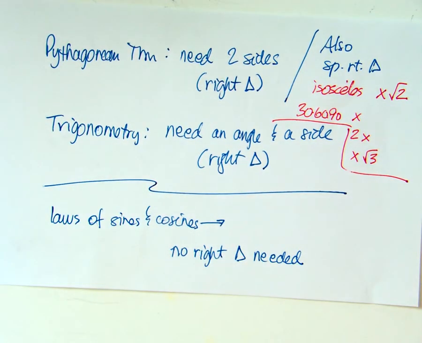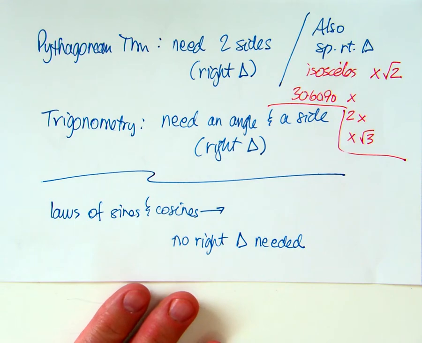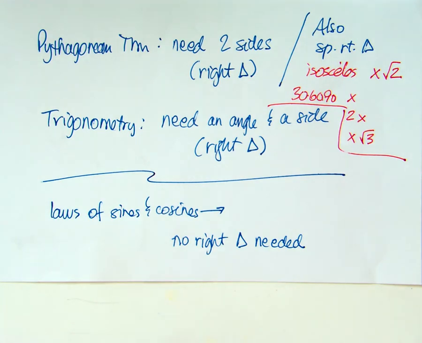Now, for trigonometry, what you need is an angle and a side. Of course, it's right triangles. All of this is right triangles. However, we're going to venture out of the world of right triangles into the law of sines and cosines, where technically you've got a right triangle, but it doesn't look like it. You don't have anything that looks like a right triangle. But the trigonometric functions still apply because of how we deal with our non-right triangle.